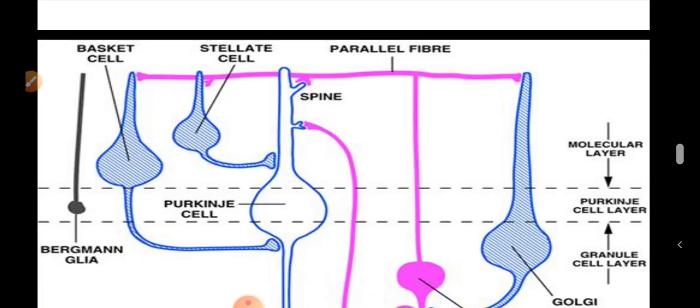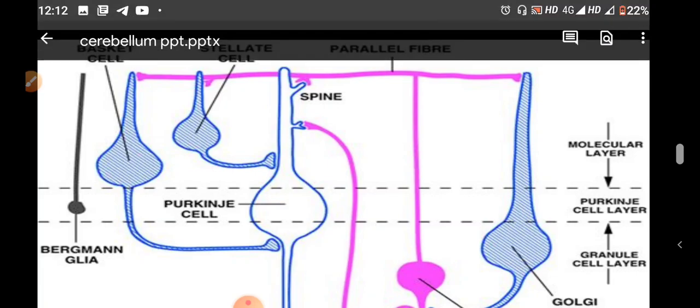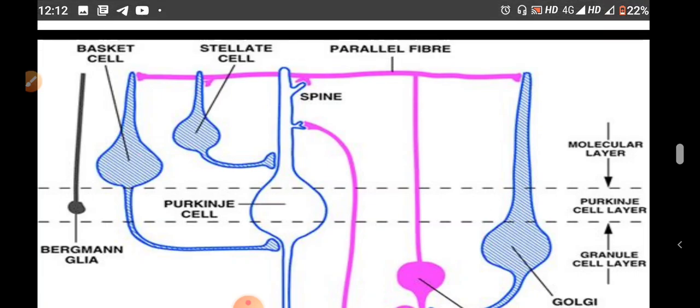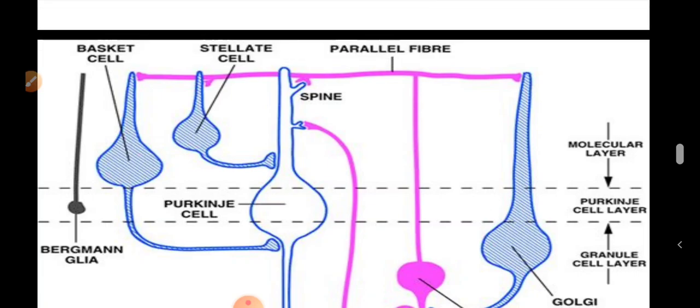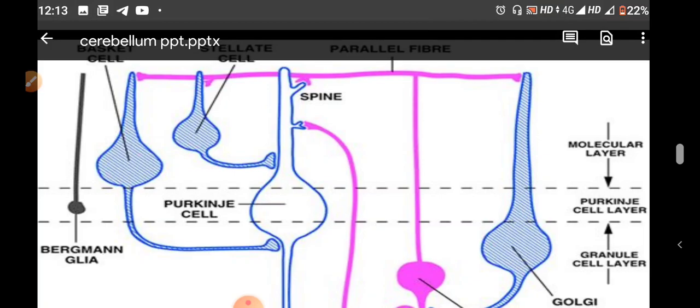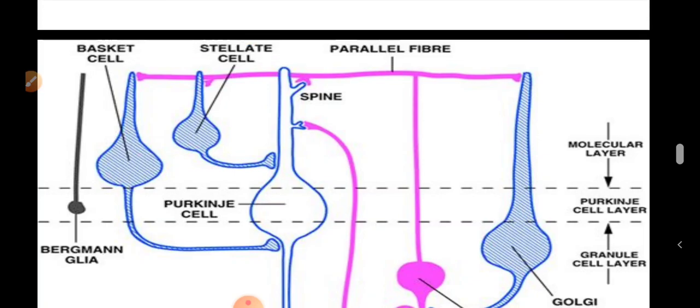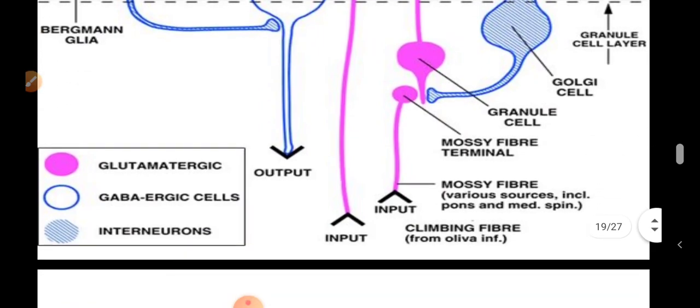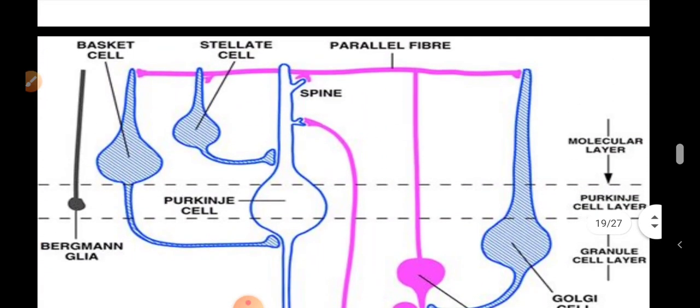But this Purkinje cell is inhibited by the stellate cells. You can see the stellate cell is stimulated or excited by the parallel fibers of the granule cell, but the stellate cell inhibits the Purkinje cells. Also the basket cell is excited by the parallel fibers of the granule cell, but it inhibits the Purkinje cells. So Purkinje cells are inhibited by the stellate cell and the basket cell, which are excited by granule cells.